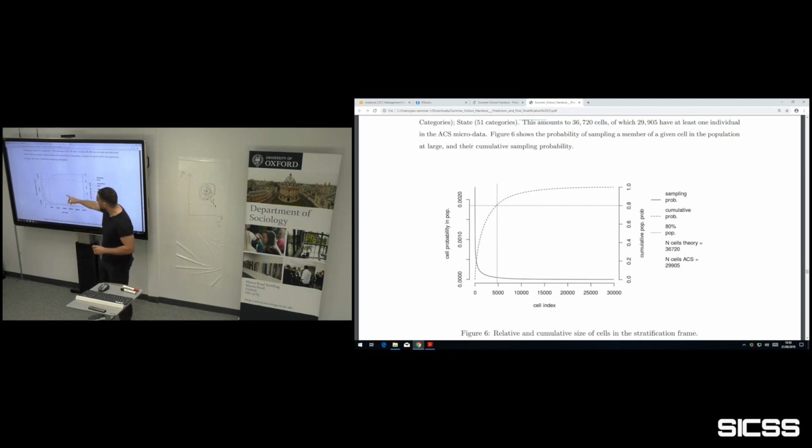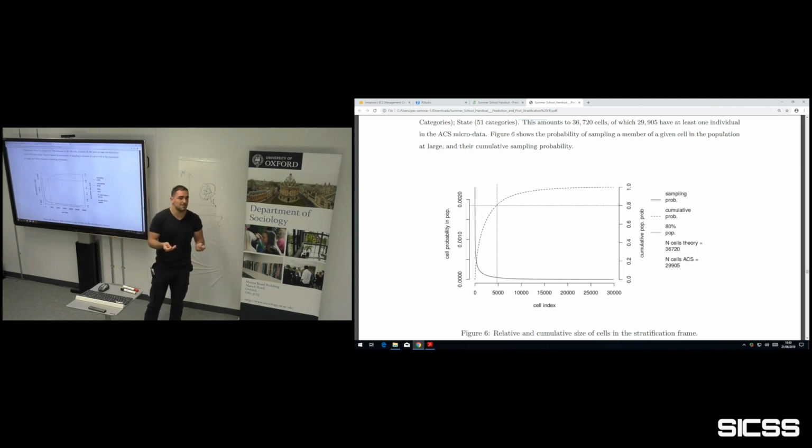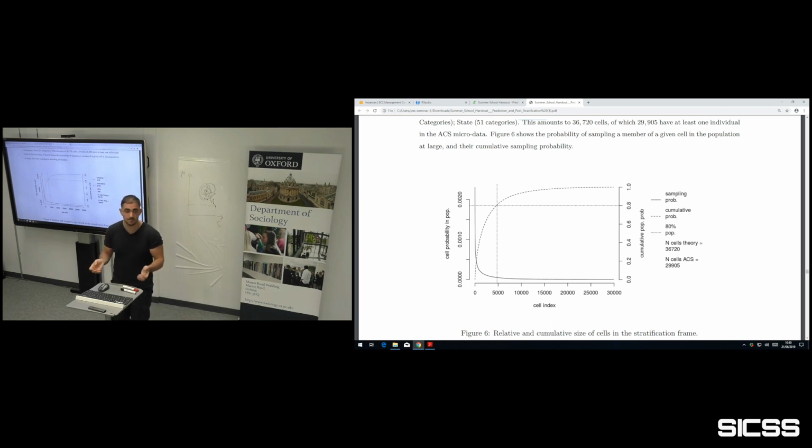The neat thing about it is that even though we have 30,000 cells, the largest 5,000 make up about 80% of the population. Which means that in terms of power, if you start thinking about how powerful your sample should be, well, if your sample is powerful enough to capture the dynamic for the top 5,000, so long as there is not too much heterogeneity in vote choice in the remaining 20%, you're actually fine.